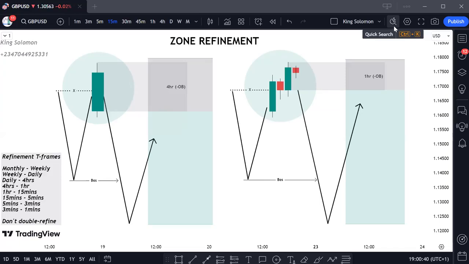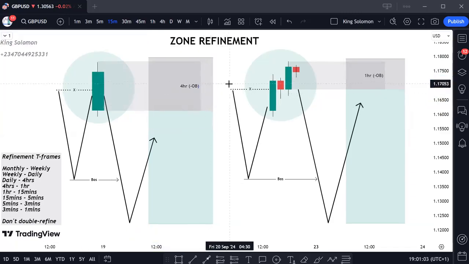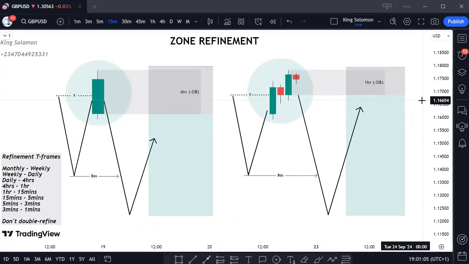Zone refinement. All right, so this video is going to simply explain how you can refine your zones and how it should correctly be done when it comes to the time frame biases. So, of course, most of you refine your zones.